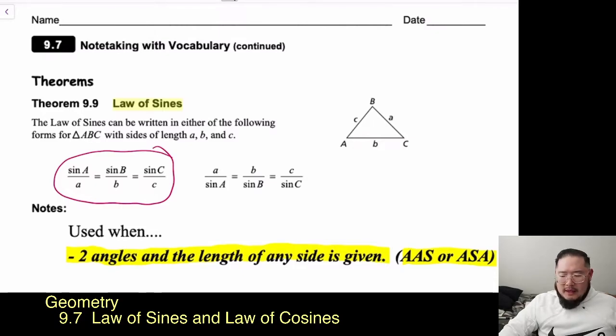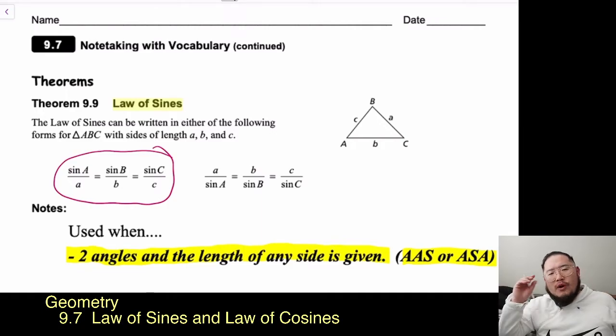Now, there is something called the ambiguous case. And we're not going to get to that here in geometry. Most likely, you'll see that again later, in math analysis.